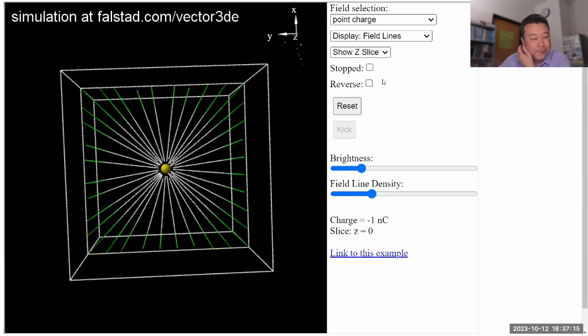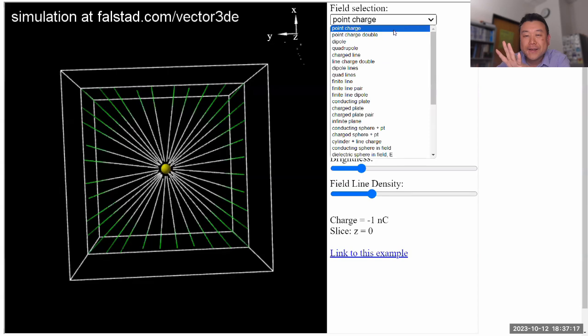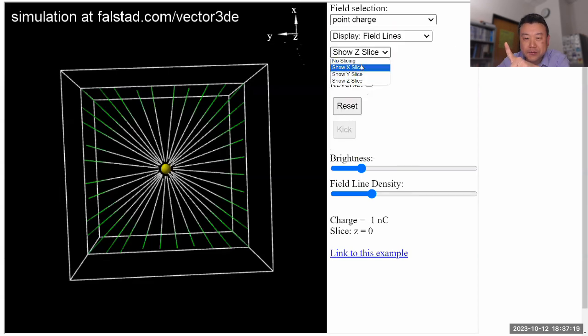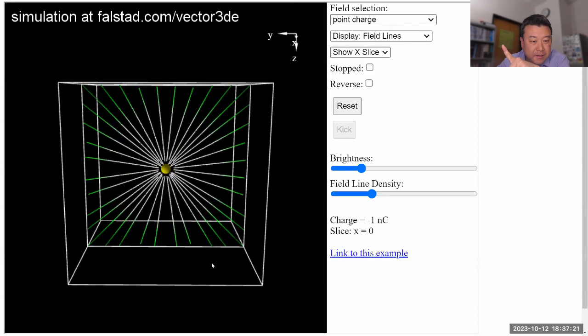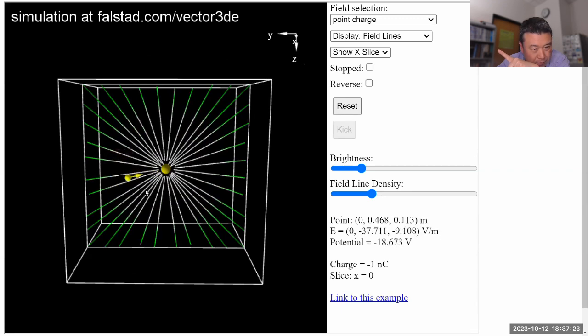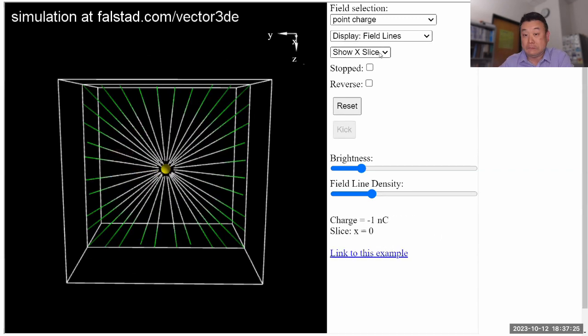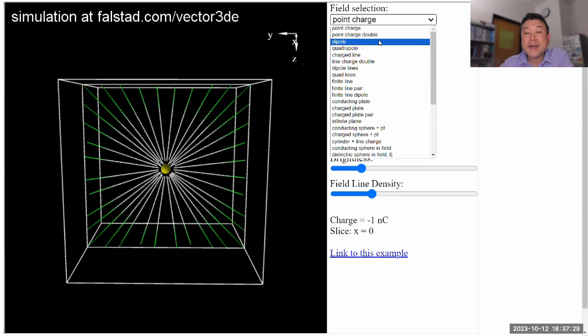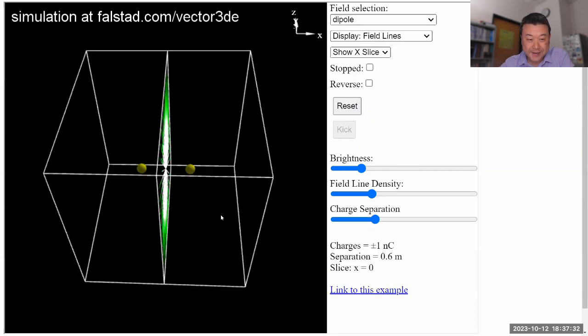So let me move away from the point charge. It's a little too boring. Actually, before I do that, let me see X slicing. Yeah, these angles being different, that's some bug in the programming, I'm sure. So let me look at the dipole, where it's more interesting.